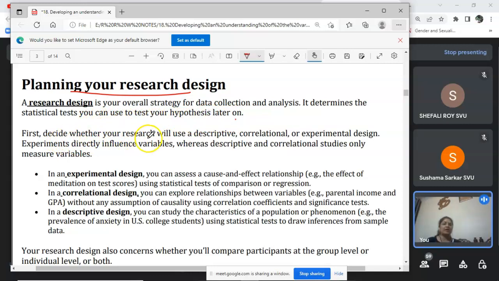First, decide whether your research will use a descriptive, correlational or experimental approach, meaning descriptive, inferential and exploratory. Which method will you use for that? You have to decide, or you are going with all the three.